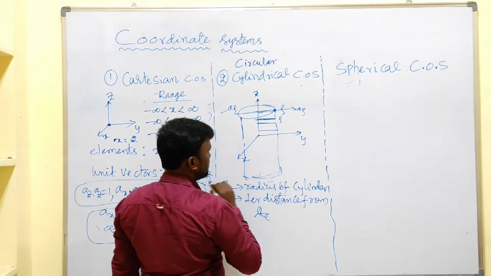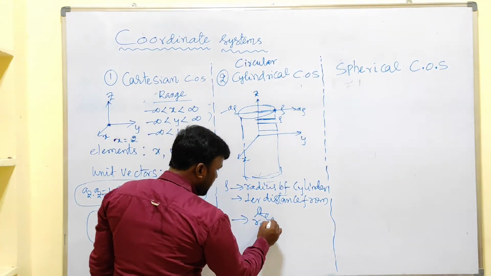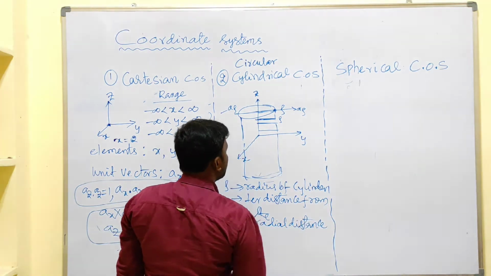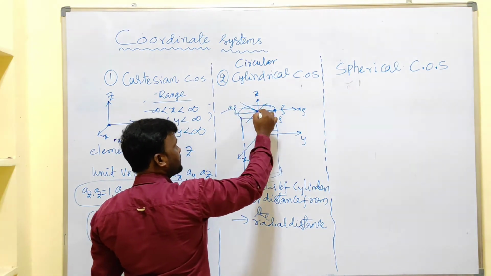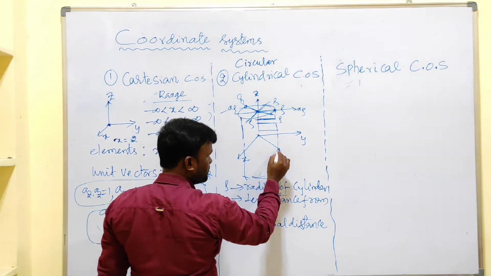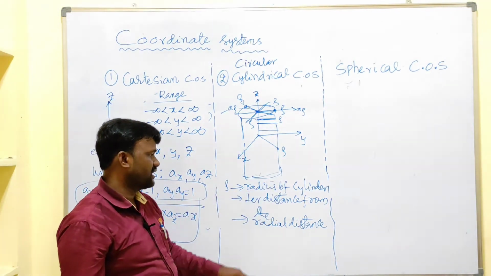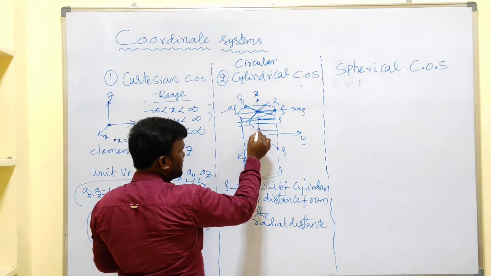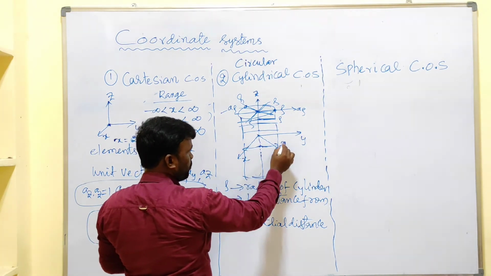Here you have our cylinder, from the reference axis. Or else it can be called radial distance. What is meant by this radial distance? It is the radius, radially outward direction. It is rho. Rho is also called the radial distance or radius of the cylinder, or else it is the perpendicular distance from the z axis. Like this, you have negative z axis. In that case also we have this rho.